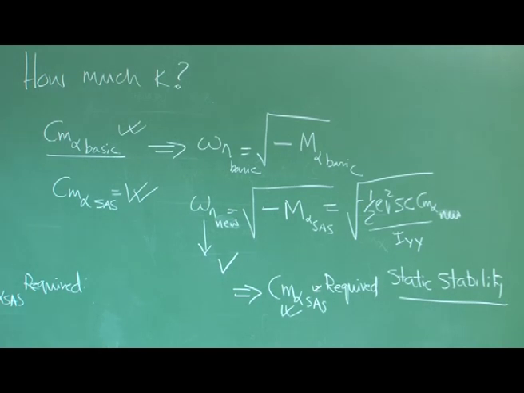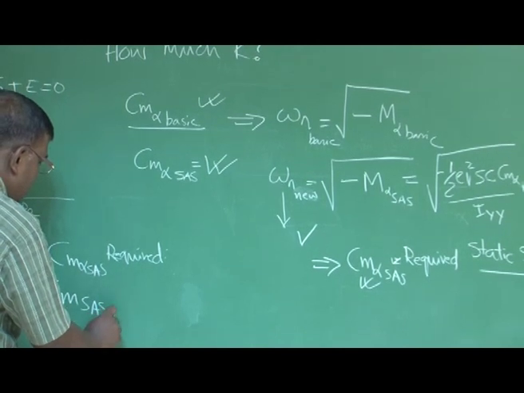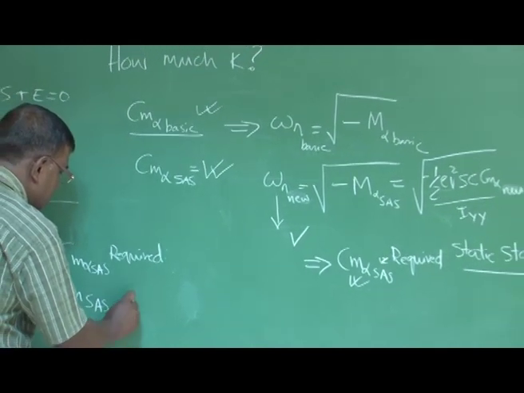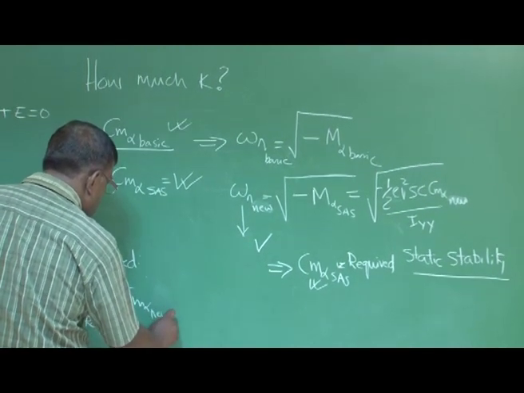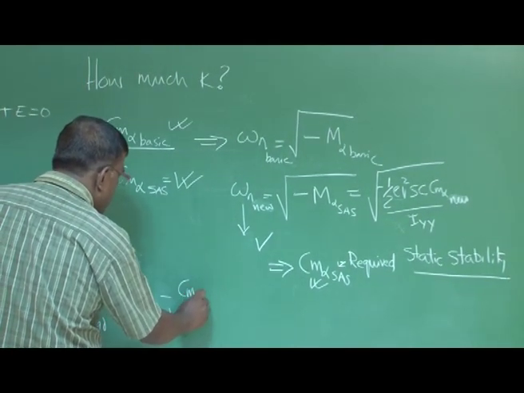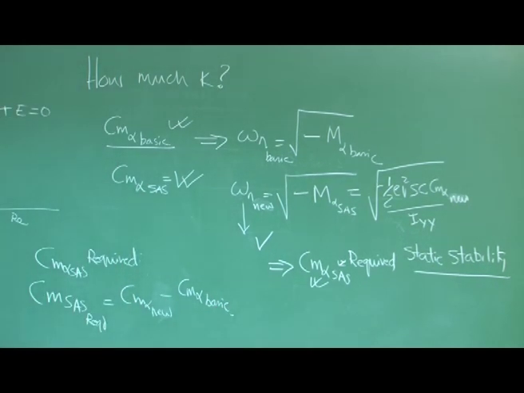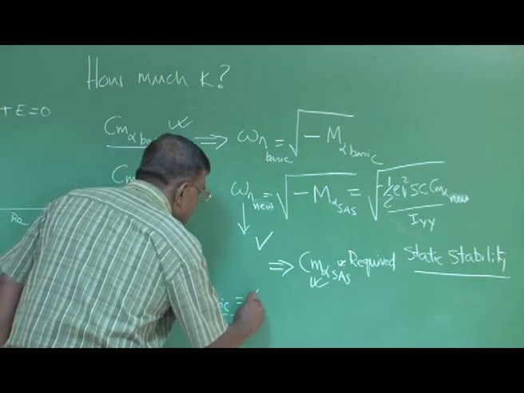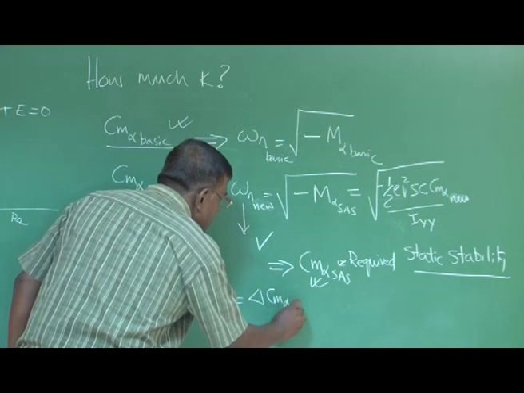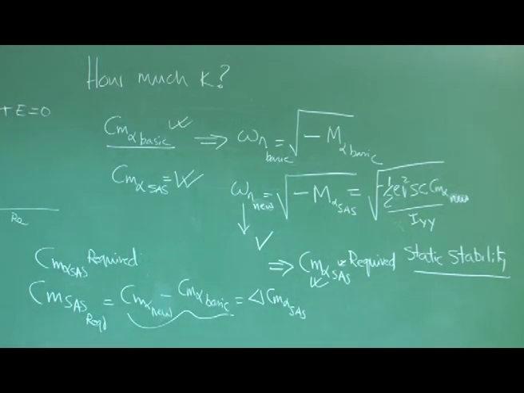And what will be Cm alpha SAS? Cm alpha SAS required will be Cm alpha new minus Cm alpha basic. You already have Cm alpha basic, right? And that is the role of the SAS, which I write as delta Cm alpha SAS. Clear? Should I repeat again?